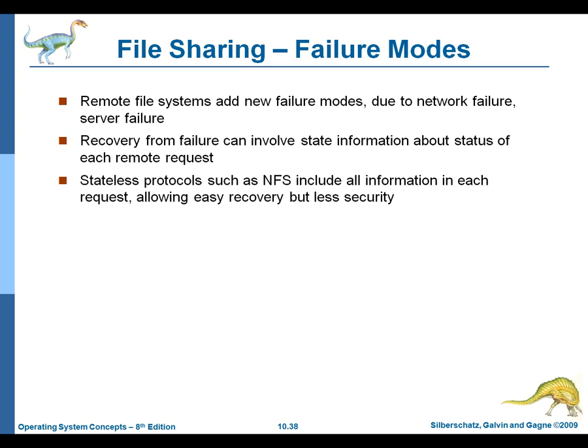So what are the failure modes? Remote file systems add new failure modes due to network failure or server failure. Yes, many times we see we are not able to access the server or the site can't be reached. All these messages which are displayed on the browser are due to these failure modes. So recovery from failure can involve state information about the status of each remote request. Sometimes if the internet itself is not connected, then obviously we will see a screen displaying the message no internet. Or sometimes if the server is not accessible, it says DNS error, site can't be reached.